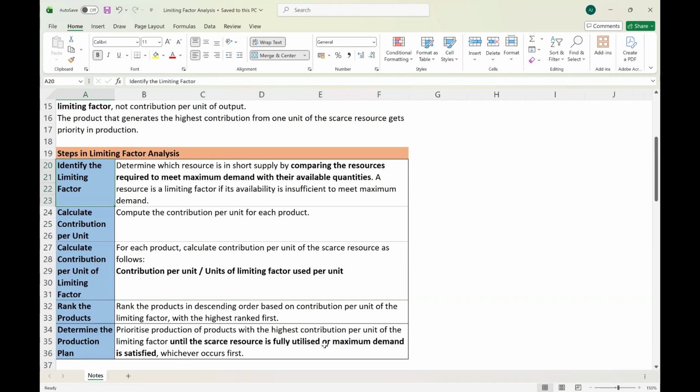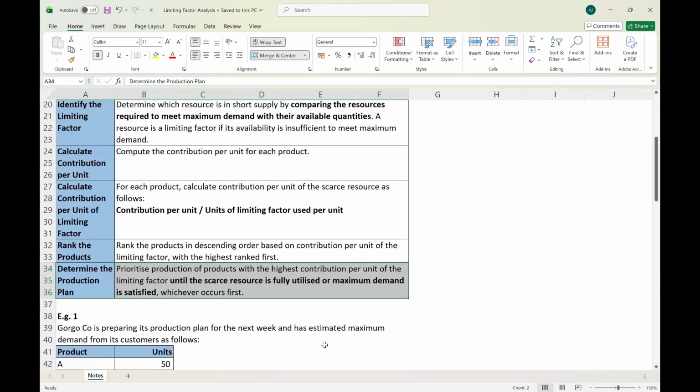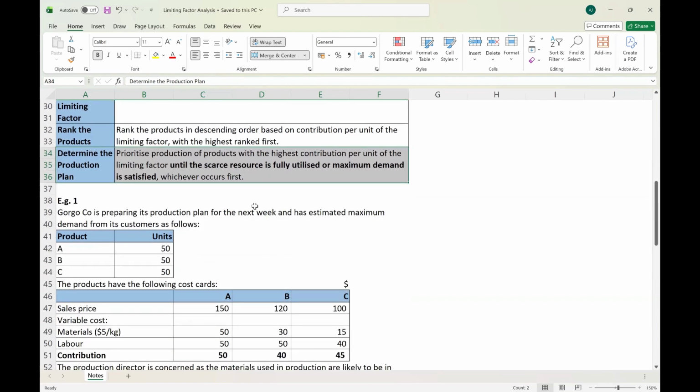Step number 1, identify the limiting factor. Step number 2, calculate the contribution per unit. Step number 3, calculate contribution per unit of the limiting factor. Step 4, rank the products basis this contribution per unit of the limiting factor. And lastly, determine the production plan. Okay, so you will find out on the basis of this ranking, what should the company make and in what order, right? Now we'll look at a very good example to understand this topic in further details.